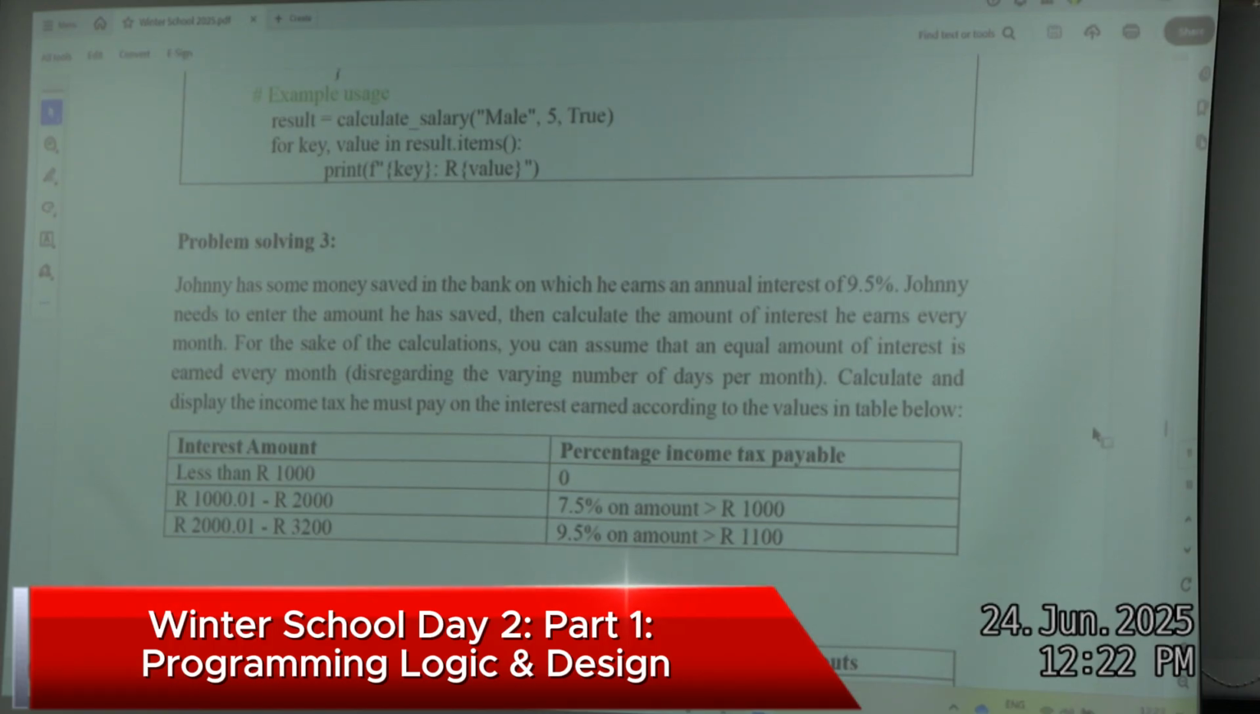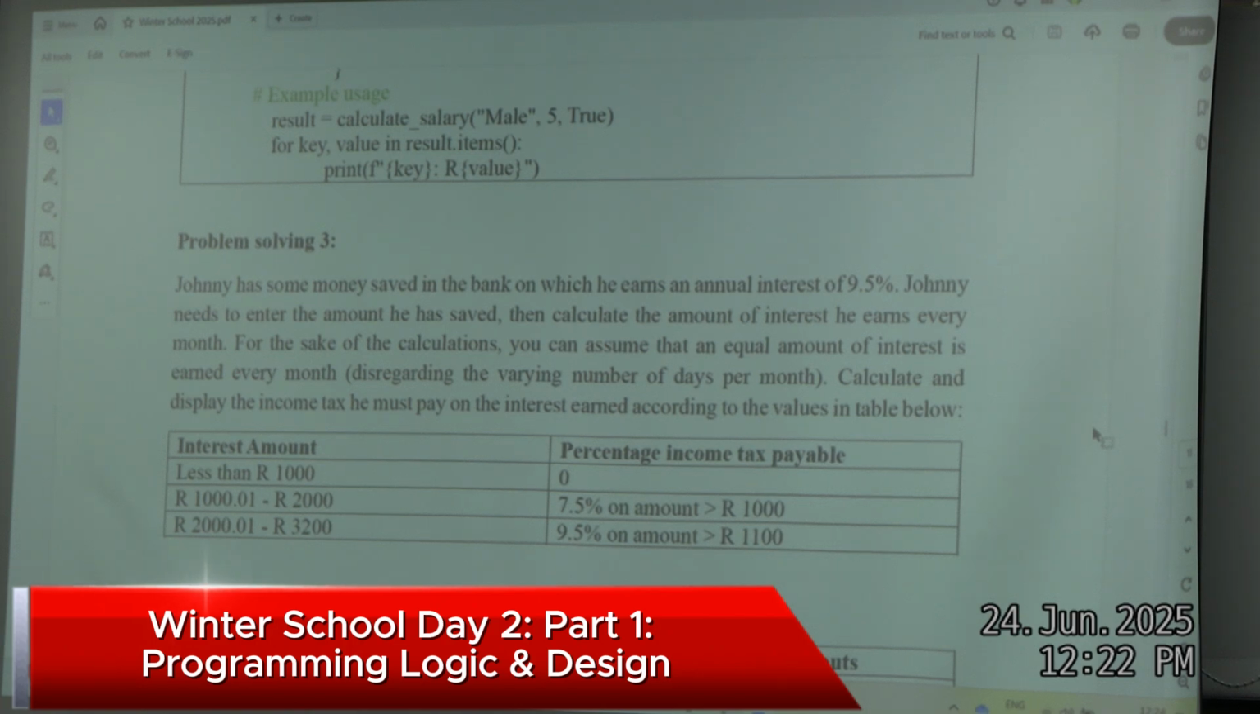The first condition is we must read internally carefully to understand what the problem entails. This is the problem. Johnny has some money saved in the bank on which he earns an annual interest of 9.5%. Johnny needs to enter the amount he has saved, then calculate the amount of interest he earns every month. For the sake of calculations, you can assume that an equal amount of interest is earned every month.